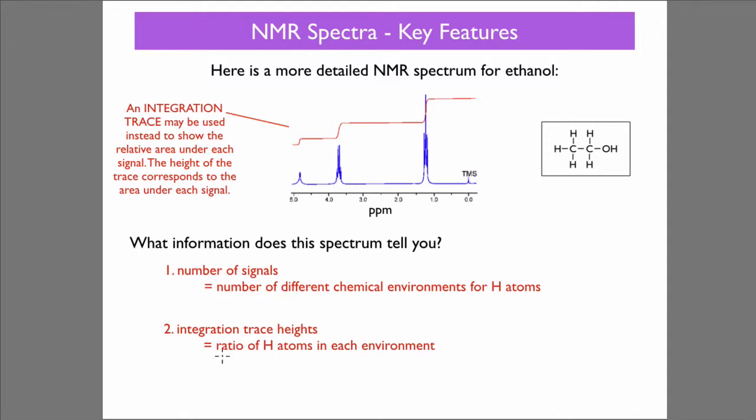Integration trace height tells us the ratio of hydrogen atoms in each environment. You can see this is the smallest one, 1, and we've got 1 hydrogen here. This is roughly twice that height, so it'll be 2, and that'll be the CH2 hydrogens. And then down here, it's roughly 3 times this height, and that's the methyl group, where there's 3. So you've got a ratio of 1, 2, 3.